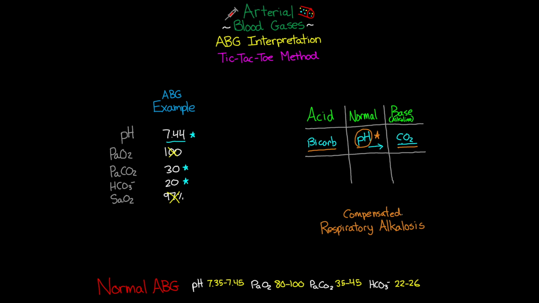Alright, you guys, well, I hope the explanation of this tic-tac-toe method and going through these examples helped to have this make sense for you guys. Like I said, this is just one method and a whole slew of different methods that you guys can use in order to interpret these ABGs. And the important thing is that you find something that works for you, that helps you to be able to see how to do this interpretation and come up with the right answer. And at the end of the day, whatever method you're using, as long as you're getting to the final correct conclusion, that's really what matters for your patient.